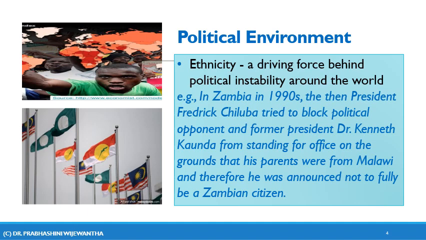If you take for an example Zambia in the 1990s, the then president Frederick Chiluba tried to block political opponent and former president Dr. Kenneth Kaunda from standing for office. So, in Zambia, which is an African country, in the 1990s, Frederick Chiluba tried to stop his political opponent and previous president of Zambia, Dr. Kenneth Kaunda, from standing for office or contesting for the election.